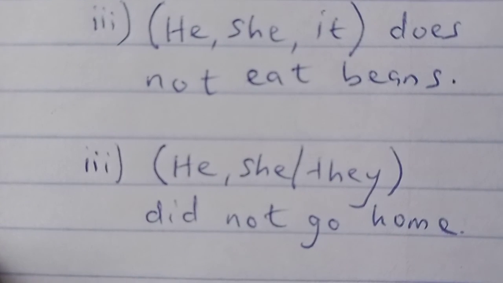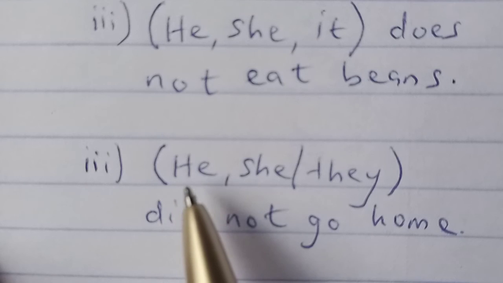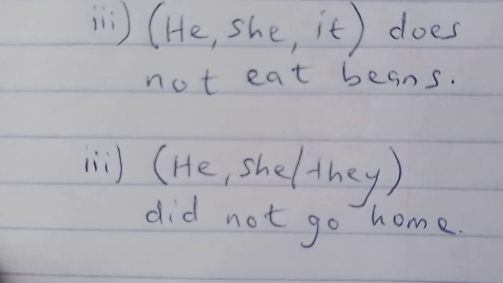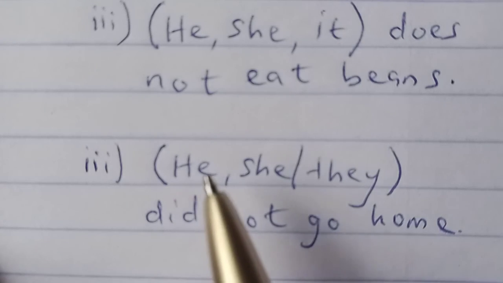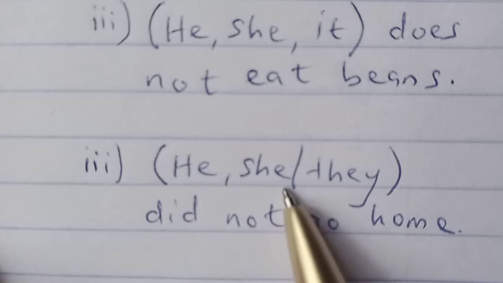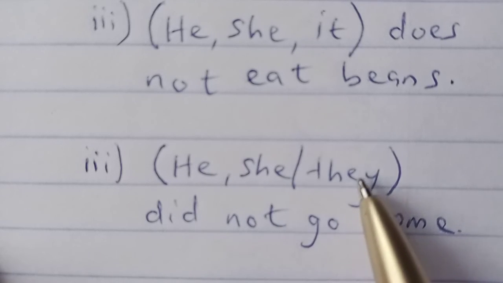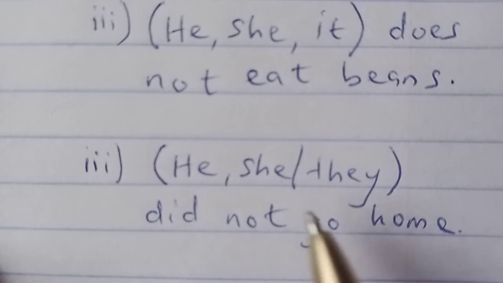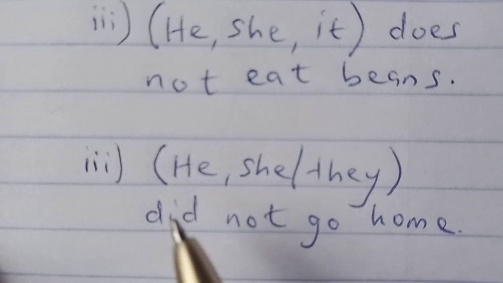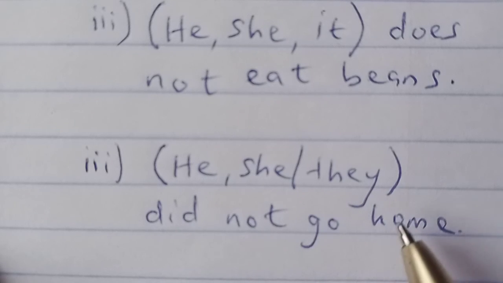And then we have, for the past tense now, he, she, they, etc. did not go home. Now, did is for past tense. It can take either singular subjects or a plural subject, but the expression will be in the past tense. So, he did not go home. She did not go home. They did not go home.